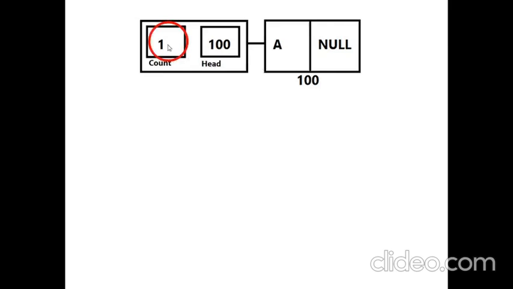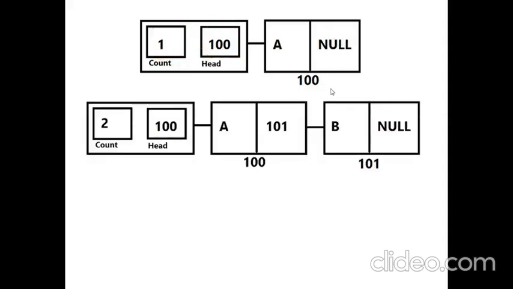Count has changed into 1. Now the head is not null, but it is containing the address of the first node, and the first node is having some data, and its link field is null because it is not having any successor. Its link field is null.